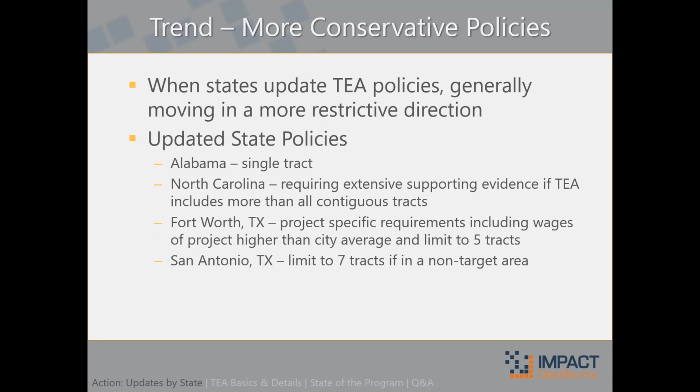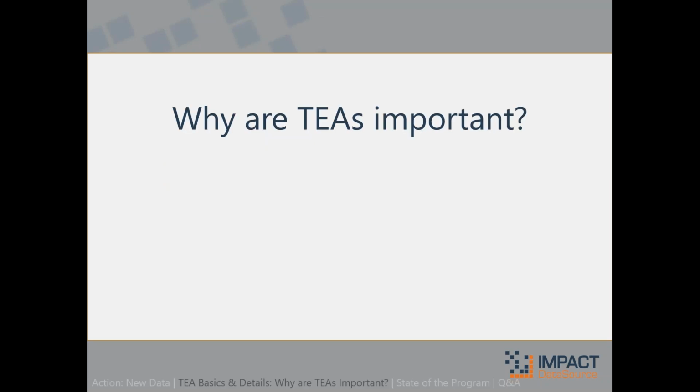North Carolina has gotten more restrictive. Fort Worth just has some unique project-specific requirements about the wages and where the location is. And San Antonio also released a new TEA policy that is a little bit more restrictive than the prior policy. So if you have any questions on it, let us know, we can double check things for you. But in general, when states are changing these days, they're moving to be more restrictive.